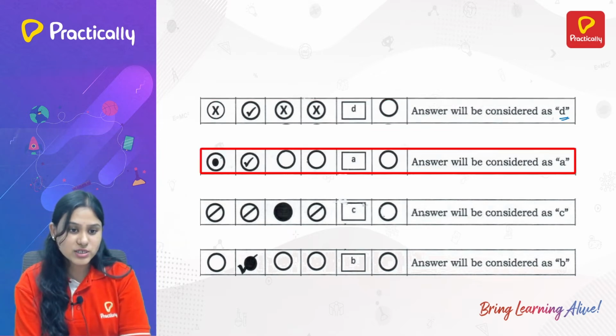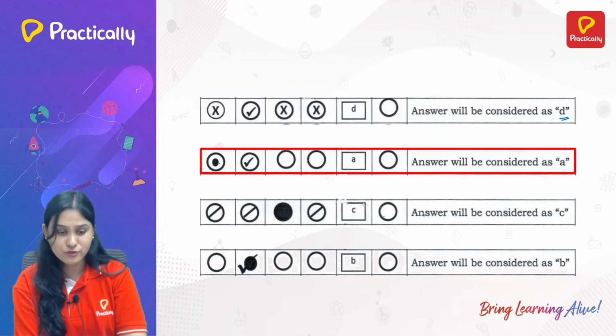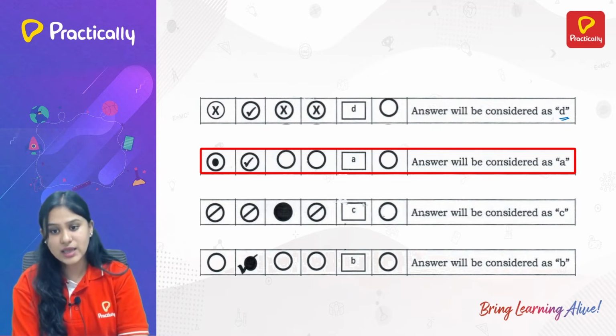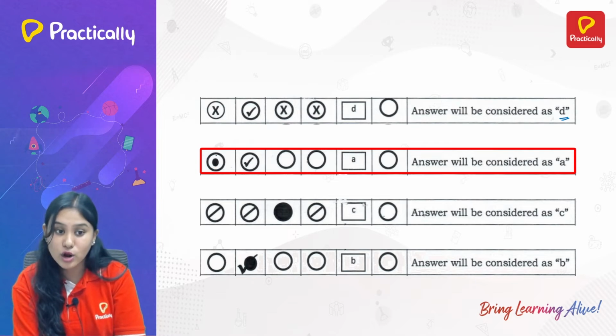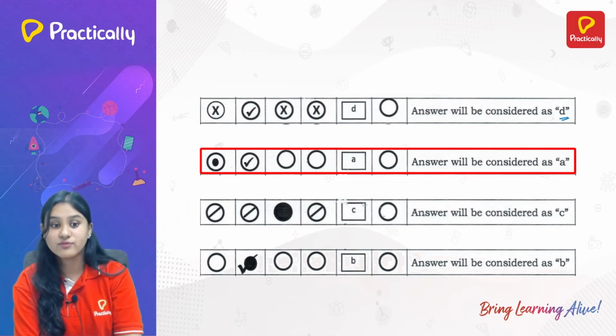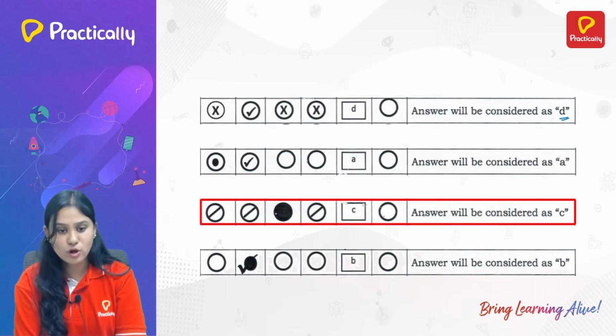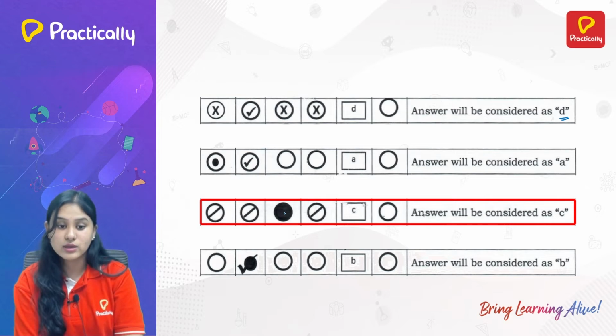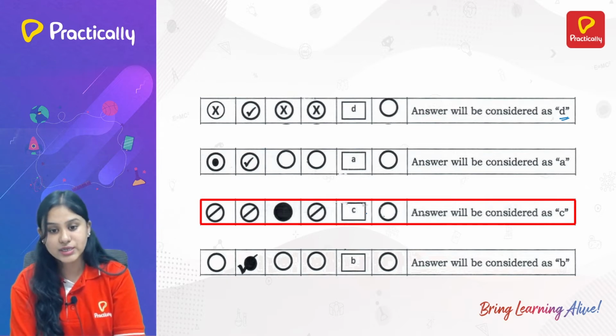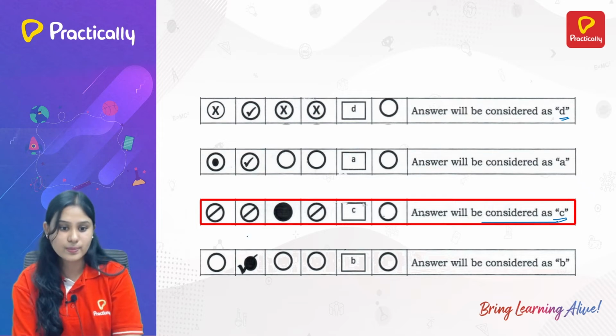Next, you have just circled this alphabet A here, and also written A. Again, your answer will be considered as A even though you did not bubble it completely. Why? Because in the box you have written A. Next, you have just crossed these A, B and D options. You have circled the C completely and also have written C. In this case also your answer will be considered as C only.